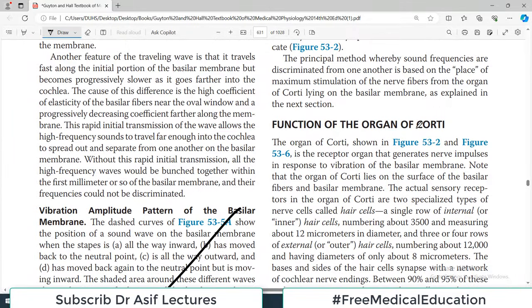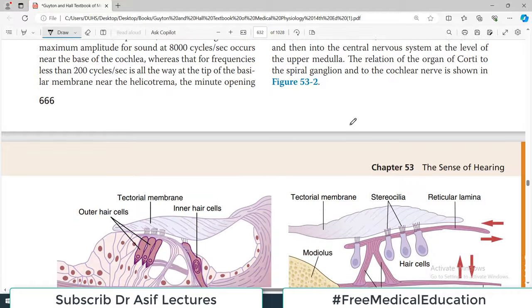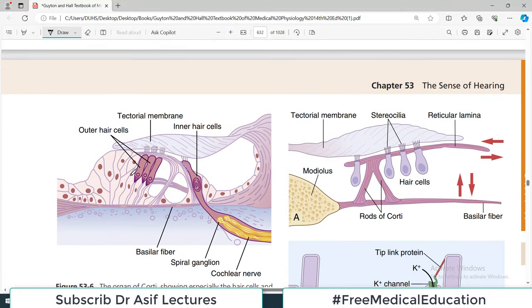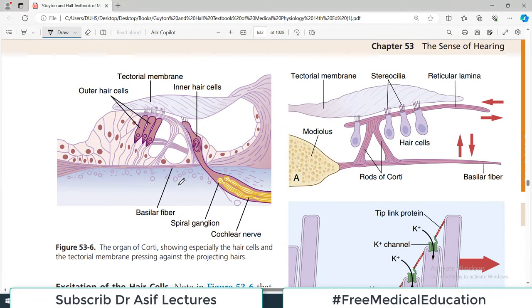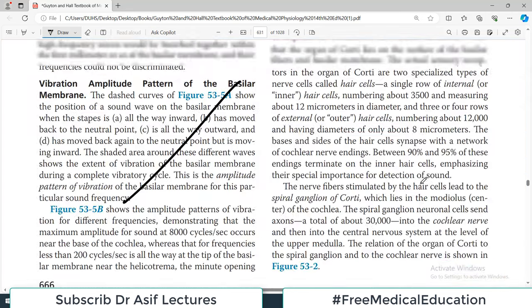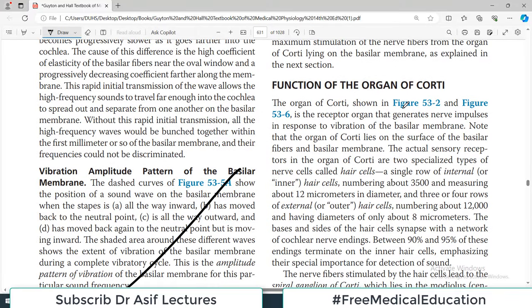And then comes the function of the organ of Corti, important because these are the main game players. Look at this diagram, this is showing you, try to orient yourself to what we are looking at. We are looking at the basilar fibers, which were on the basilar membrane, and here we have different types of cells which are all very important. The cochlear nerve is connected with these cells and carries the message. Okay, let's start talking about the function of the organ of Corti.